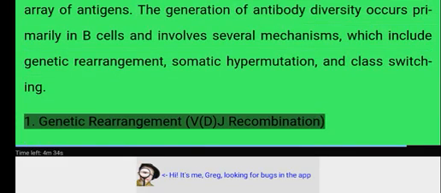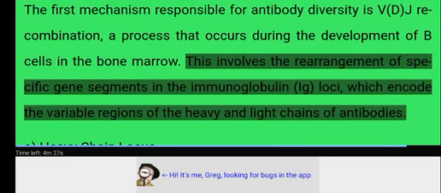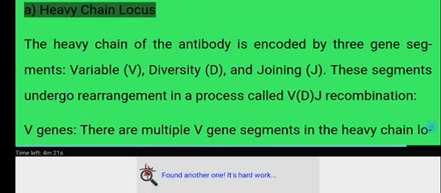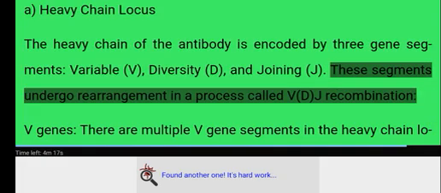1. Genetic rearrangement (VDJ) recombination. The first mechanism responsible for antibody diversity is VDJ recombination, a process that occurs during the development of B cells in the bone marrow. This involves the rearrangement of specific gene segments in the immunoglobulin Ig loci, which encode the variable regions of the heavy and light chains of antibodies. A. Heavy chain locus. The heavy chain of the antibody is encoded by 3 gene segments: variable V, diversity D, and joining J. These segments undergo rearrangement in a process called VDJ recombination.